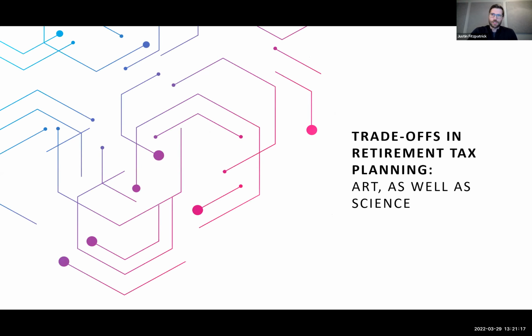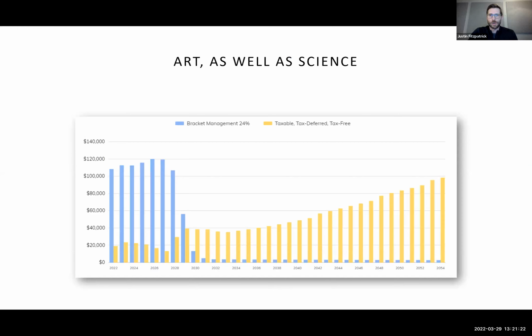Okay, so let's turn to some of the trade-offs in retirement tax planning. As I said, it's a little bit of an art as well as a science. So, for example, let's say we have a plan where the projected lowest tax approach would be bracket management to the 24% bracket. So large Roth conversions, which will mean large tax bills early on. It's a little bit of a delayed gratification situation, right? So we're asking someone to rip the Band-Aid off early on in exchange for a high level of control over their taxability later on.